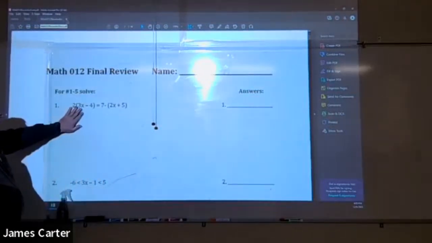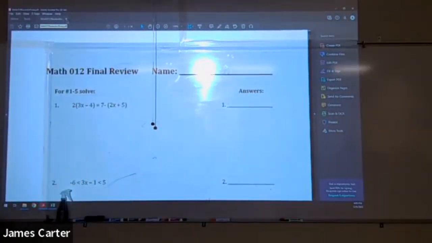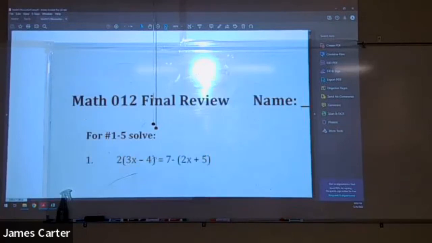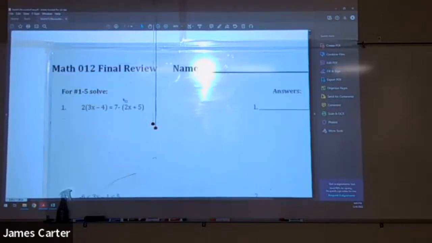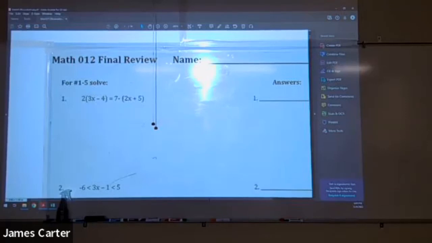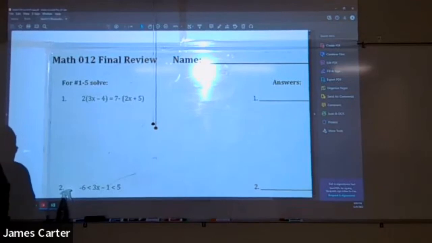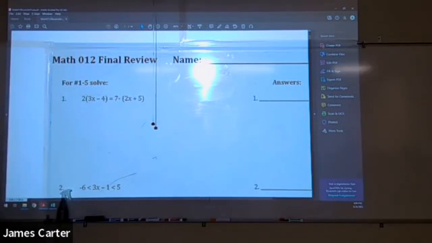Okay, this question right here. I'm going to see if I can enlarge it a little bit. Probably not, better stick with that. So, does anyone need to see this one worked? Basically, you distribute. The biggest thing is don't forget to distribute that to both of these.